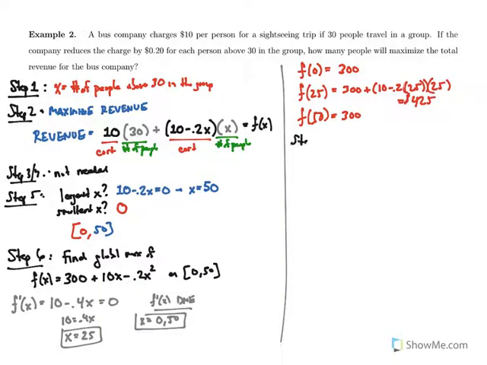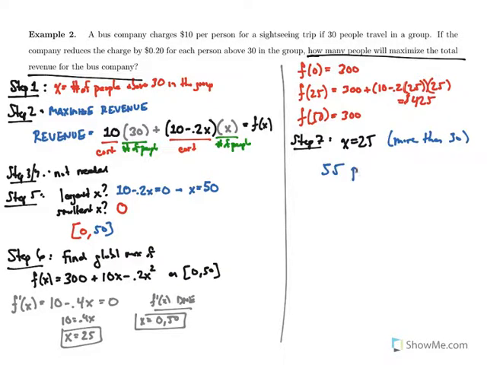Step 7, let's just put it back in terms of the problem. How many people will maximize the total revenue for the bus company? We should have x equals 25, so that is 25 more than 30. We should have 55 people total, or 25 more than 30. And the revenue would be 425 when it's maximized.